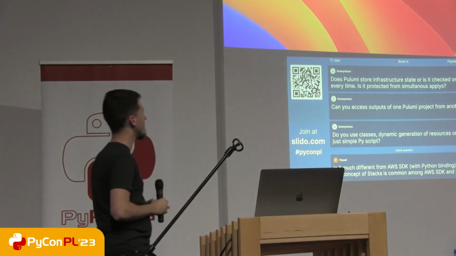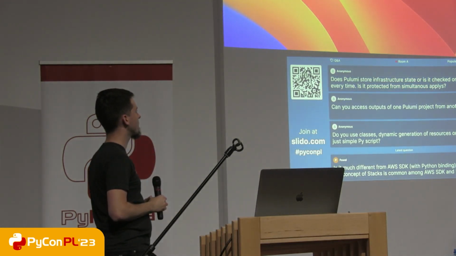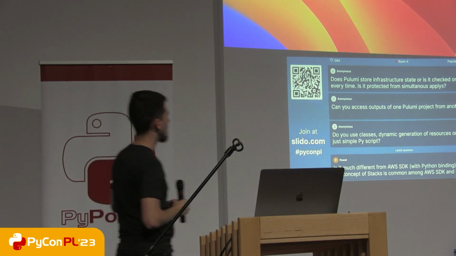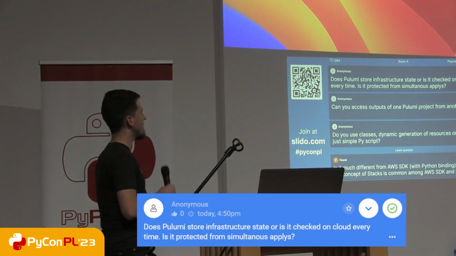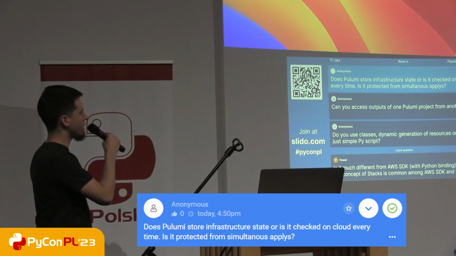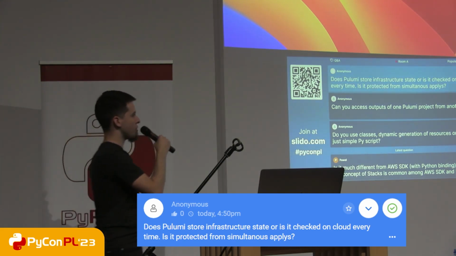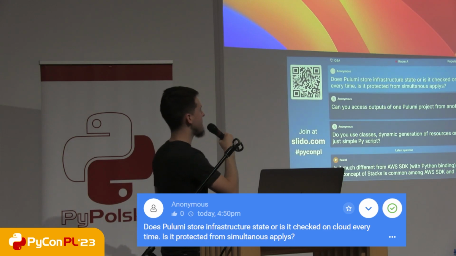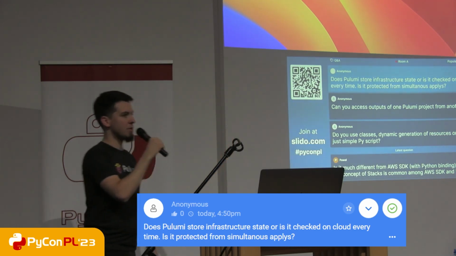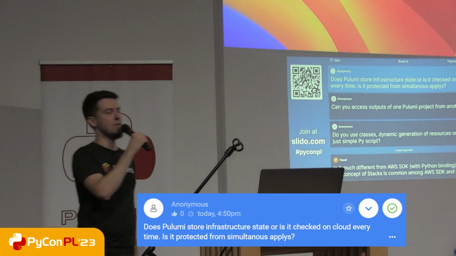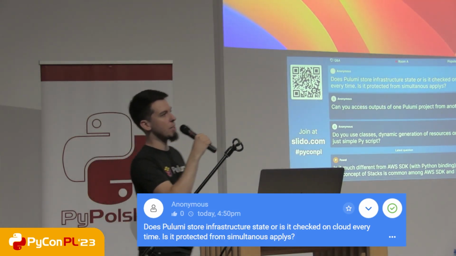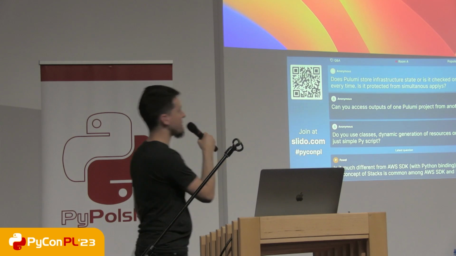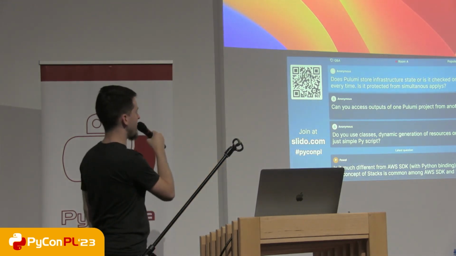Two last questions because we are overrunning a bit. Does Pulumi store infrastructure state, or is it checked on the cloud every time? Is it protected from simultaneous applies? Okay, so if you use Pulumi Cloud, it is protected against simultaneous applies. It checks the state. It doesn't verify the state against the current state on the cloud, but you can enforce that using the Pulumi refresh command, and I guess that's what you were asking for.